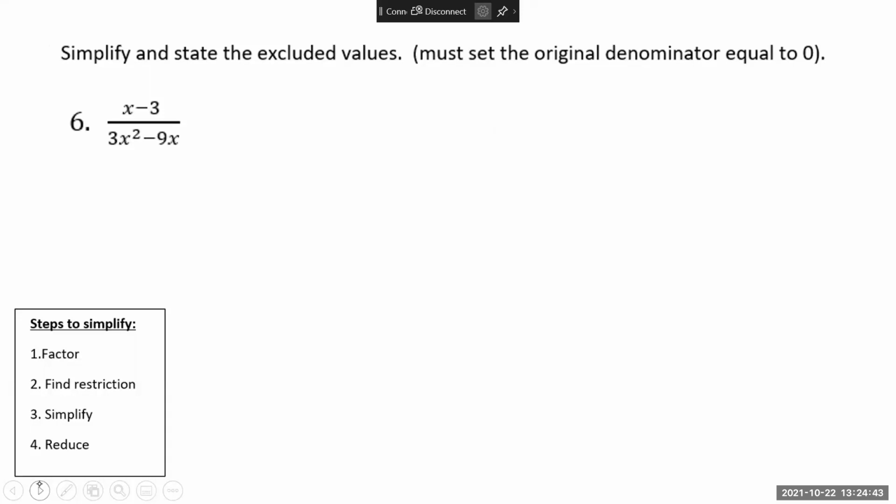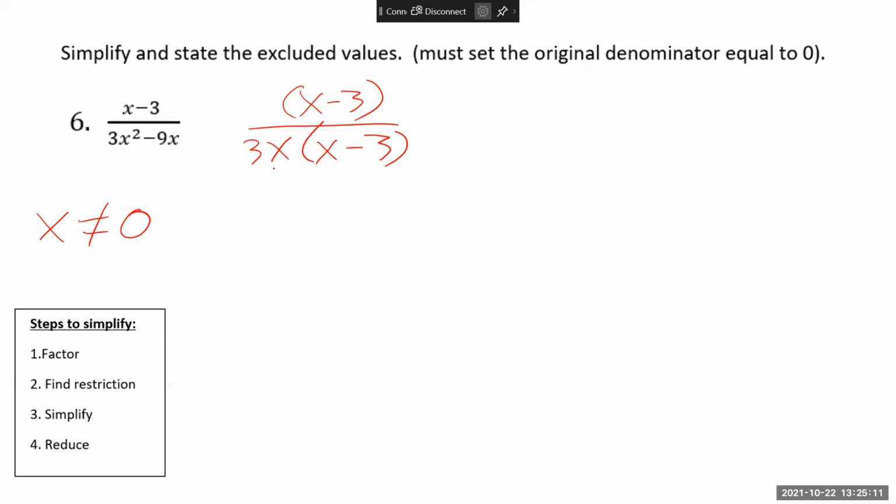So for this one, the top's already taken care of. The bottom. Do we all agree that I can take a 3x out of both terms on the bottom? So top, x minus 3, bottom 3x times x minus 3, right? That's what's left over when I take a 3x out of both of those. Right here is where I check for my excluded values. X cannot equal 0, right? That would make this 0. Or positive 3, because that would make this one 0. X cannot be 0 or 3.